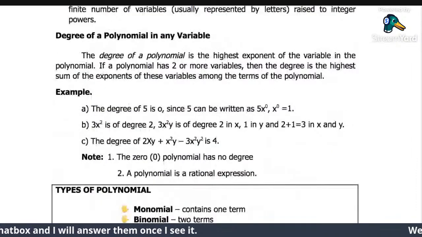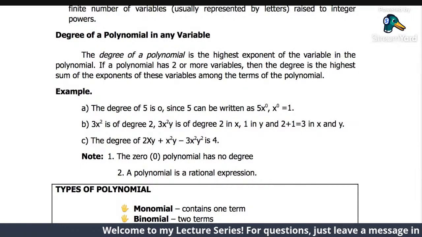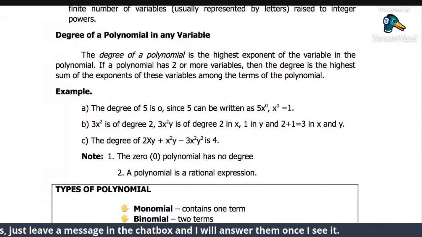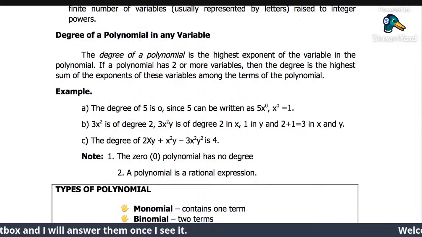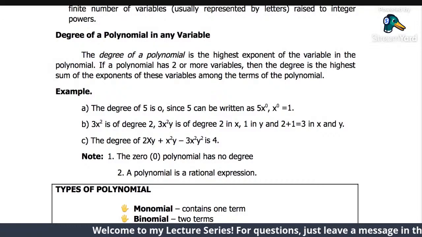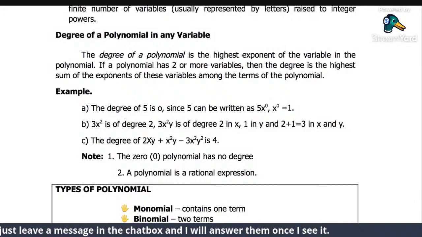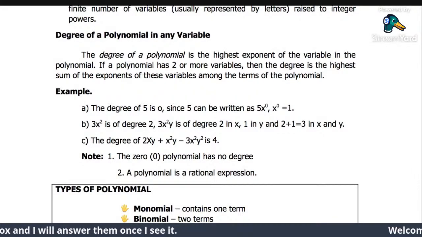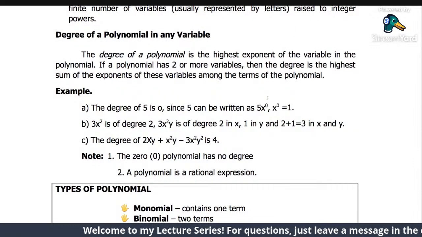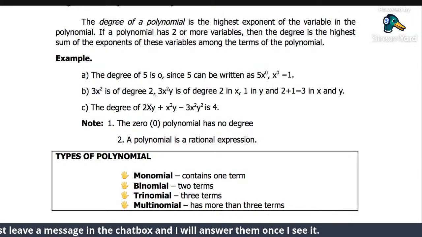Okay. Now, when we talk about the degree of a polynomial in any variable, the degree of a polynomial is the highest exponent of the variable in the polynomial. So if the polynomial has two or more variables, then the degree is the highest sum of the exponents of these variables among the terms of the polynomial. So for example, if you are asked the degree of 5, so for example, 5 is a polynomial, okay? All right, so the degree of 5 is 0, since 5 can be written as 5x to the 0, okay? And x to the 0 here is equal to 1. So the degree of 5 here in our example is 0. And then we have 3x squared. The degree of this is 2.